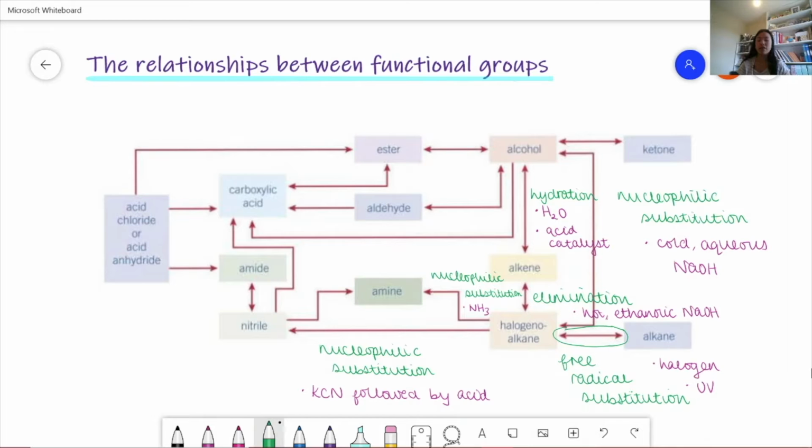And so what we can do to get from an amide to a nitrile is dehydrate it. So this could be our dehydration reaction. So this is if we have the arrow going this way. And this free radical substitution is actually just from an alkane to a haloalkane. And the elimination reaction is from the haloalkane to the alkene. And so we have a dehydration reaction to go from the amide to a nitrile. And what we need is some phosphorus oxide. So we need to heat it with phosphorus oxide.